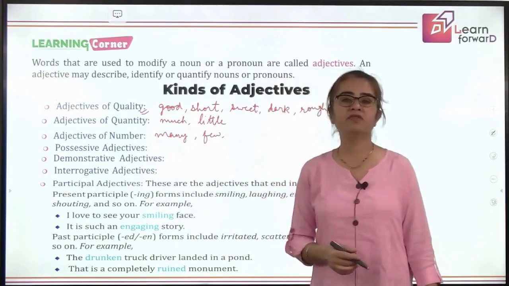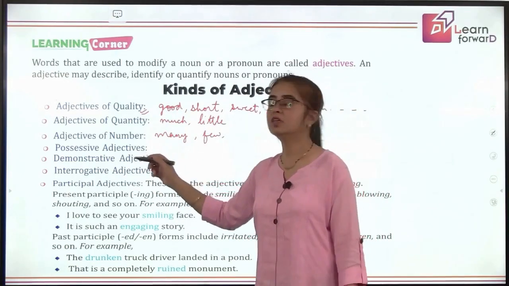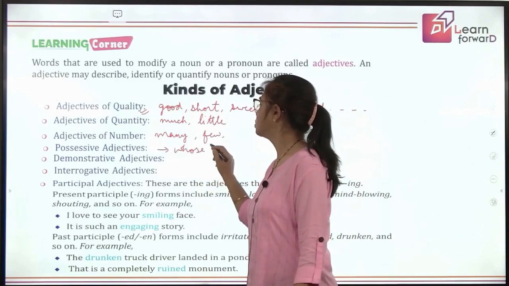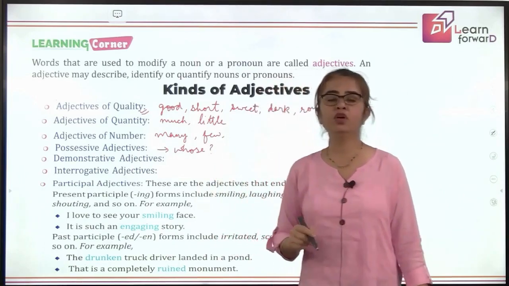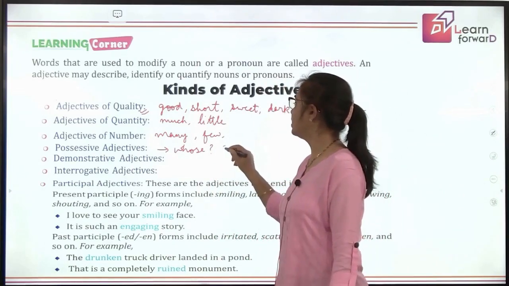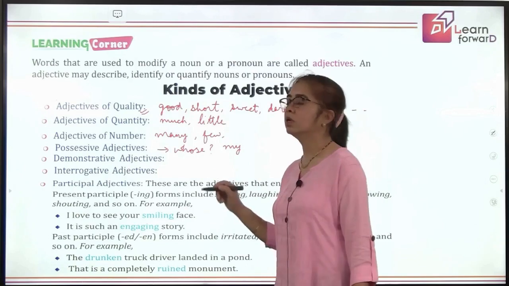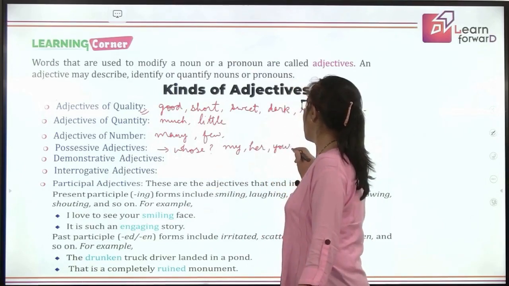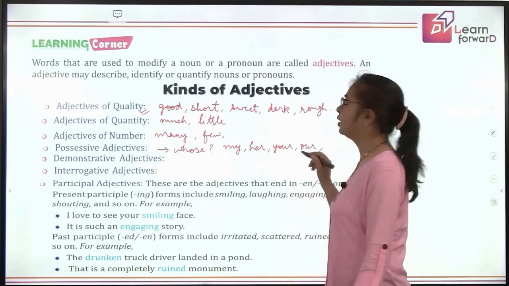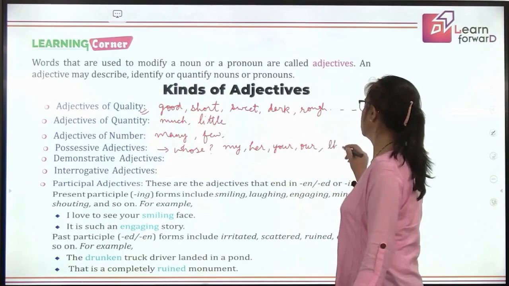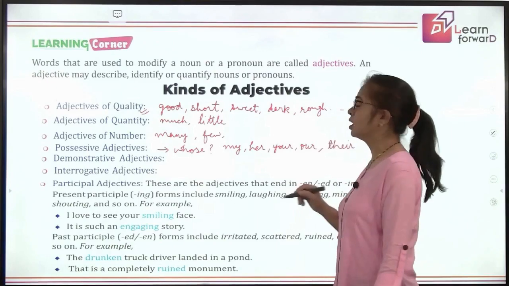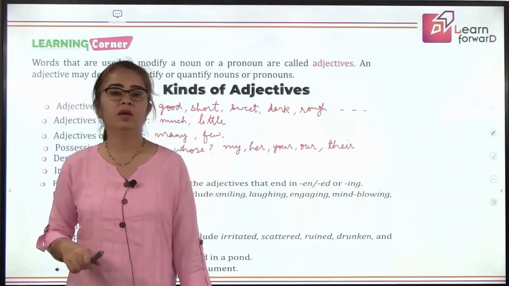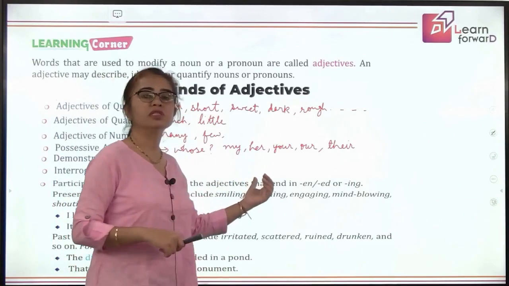Coming to possessive adjectives. Possessive adjectives tell you whose. They give an answer to whose, right? And if you remember, when we were doing pronouns, I told you my is a possessive word. Her is a possessive word. Your is a possessive word. Our is a possessive word without s. Then there is also a possessive word without s. All these are possessives, but they were not pronouns. I taught you there. What are they? They are actually possessive adjectives.